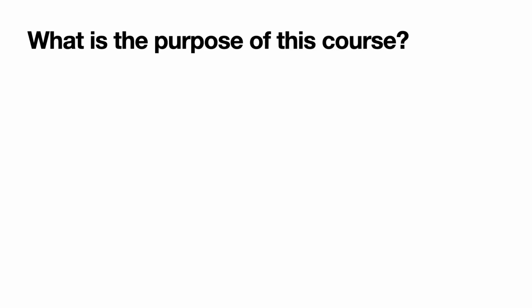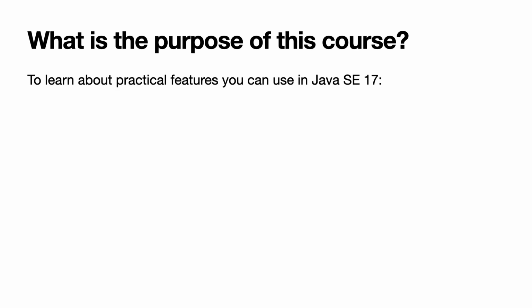So what's the purpose of this course? Well, simply said, it's to learn about practical features you can use in Java SE 17. For this course I have selected 5 features, which I find very practical and very useful for Java developers. If you are using Java SE 17, you can use these 5 features. These features didn't necessarily come with the Java SE 17 release. Some features were released in previous versions of Java, but the point is that if you use Java 17, you should know and implement these features in your programming practice.